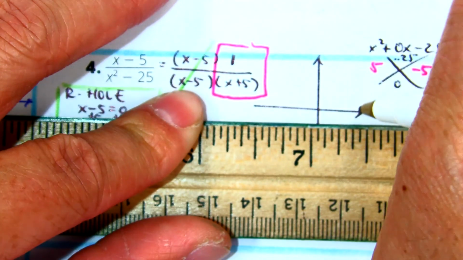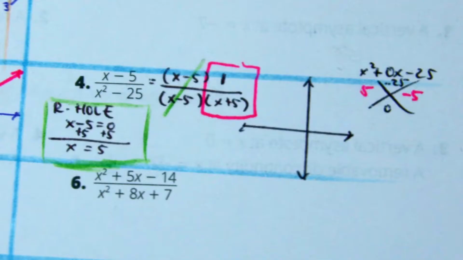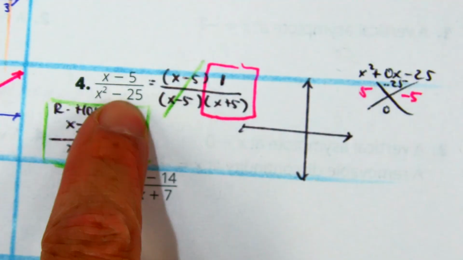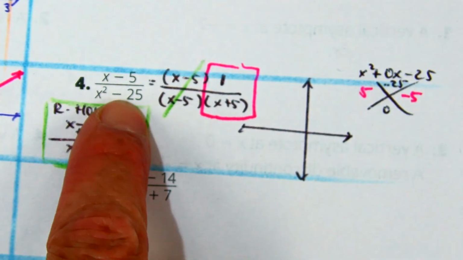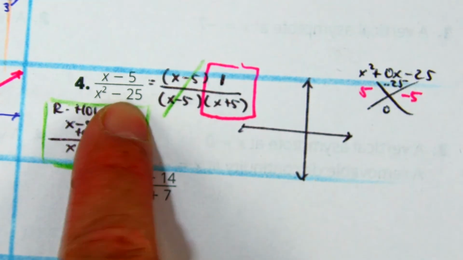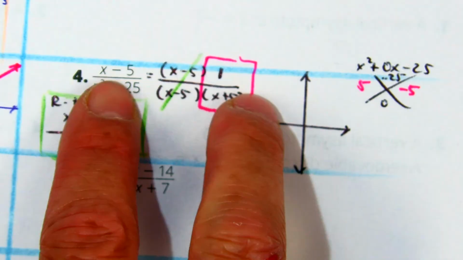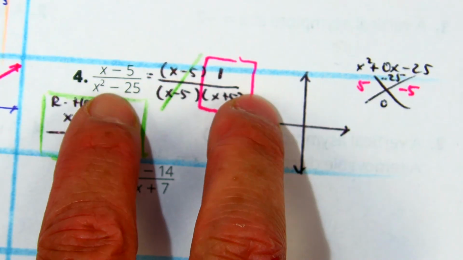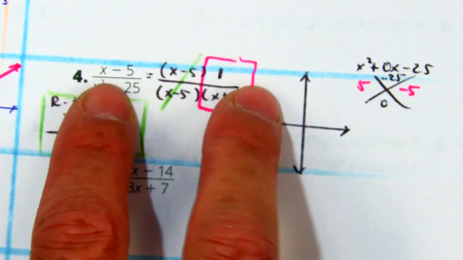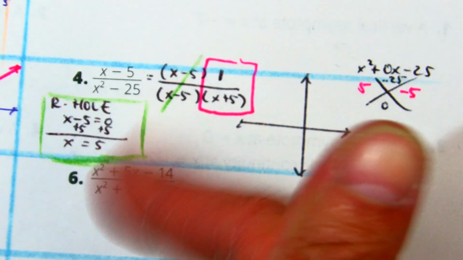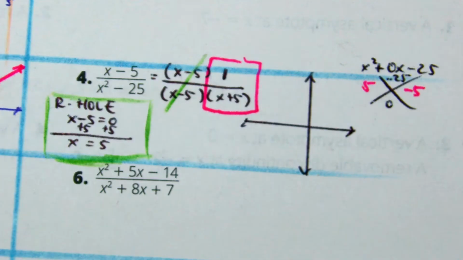Some students are asking me, which ones do I graph? Class, can you graph this one? Yes or no? You can graph that one. Class, yes or no? Can you graph this pink one? Yes. Class, are these going to be same or different? They're going to be the same. Why do we go through all of this? So we can figure out characteristics like where the removable hole is.